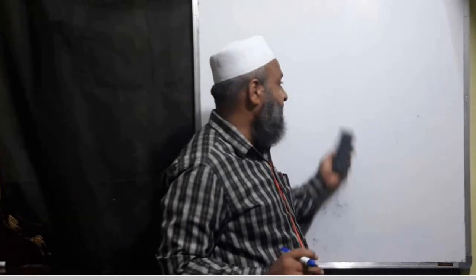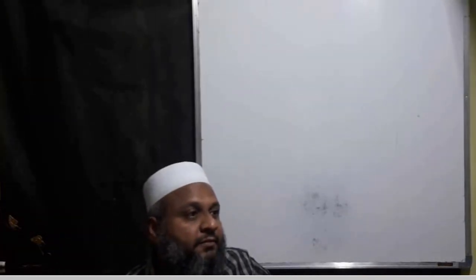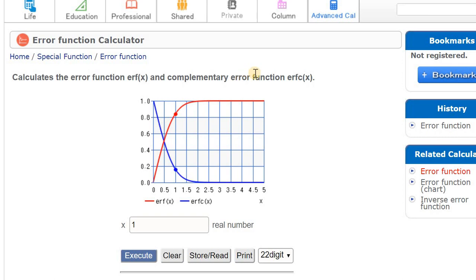If you don't know what the error function of 2 is, you go to Google and type error function at 2. Calculators are available for error function values. I'll show you now. You see here, an error function calculator is there. It calculates the error function and the complementary error function.